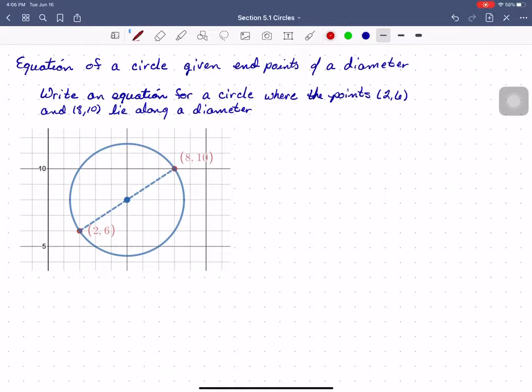So what do we know? When we start, all we know are these 2 points and that they are the endpoints of a diameter, which means that the center is halfway in between them along the line that goes through them. So in order to find the coordinates of that center point, we need the midpoint rule.